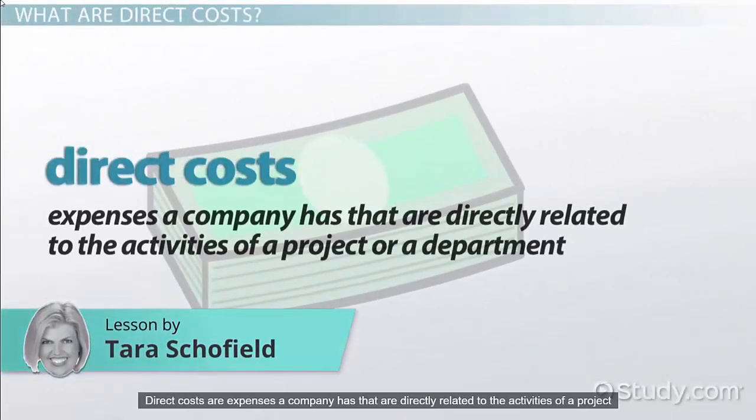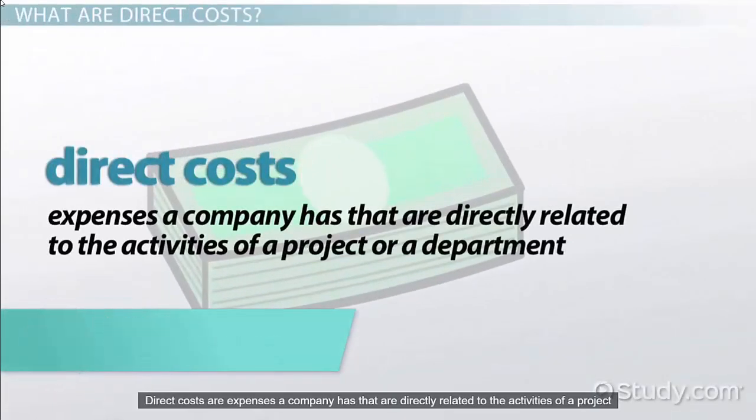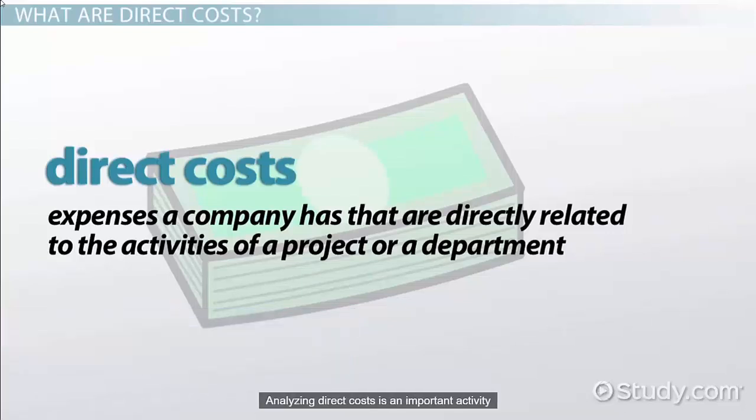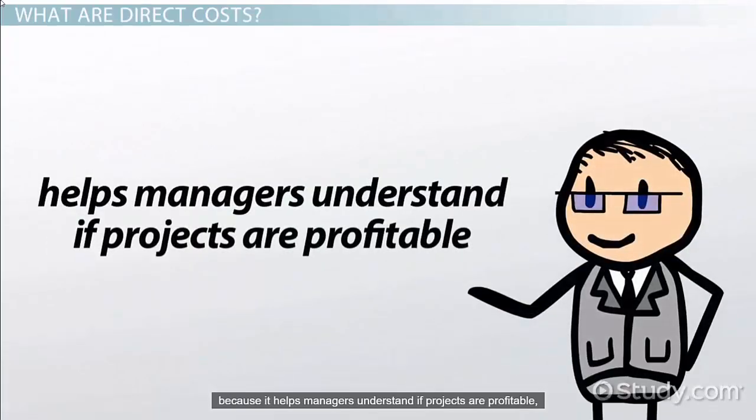Direct costs are expenses a company has that are directly related to the activities of a project or a department. Analyzing direct costs is an important activity because it helps managers understand if projects are profitable, if expenses are out of line for one department versus another, and if managing a project directly is more cost-effective than outsourcing it.